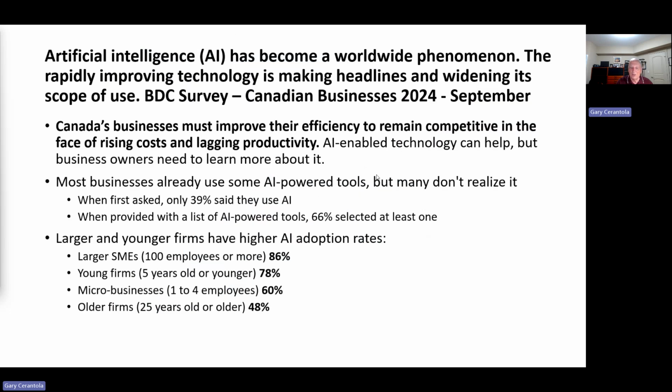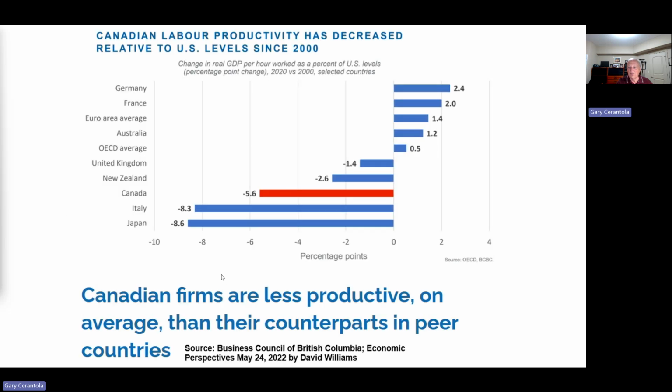It's just unbelievable. Larger and younger firms have higher adoption rates: 86%. Young firms 78%. Micro businesses 60%. Older firms, and understanding these older firms are likely to be family organizations that you go into, you can see what your challenges are ahead of you. But Canadian firms are less productive on average than their counterparts in peer countries.